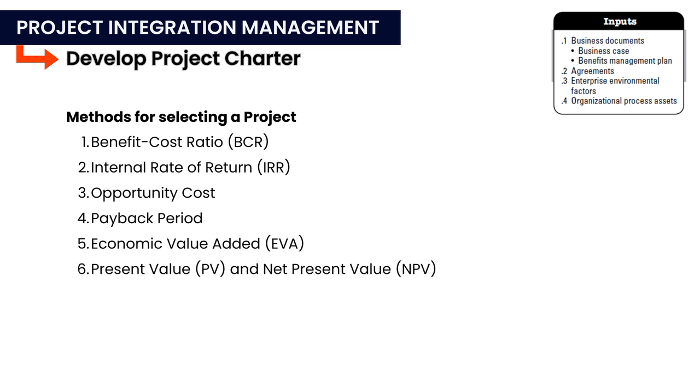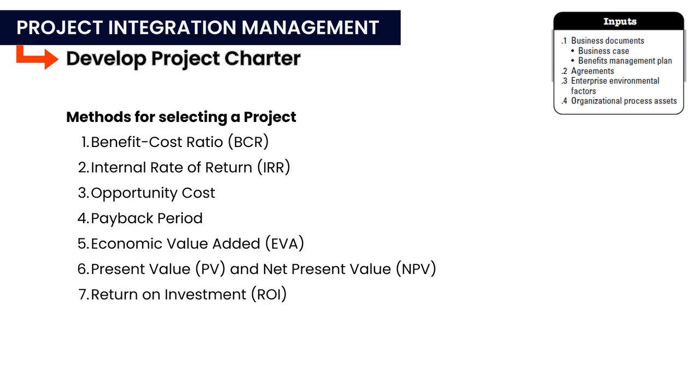Present value and net present value, PV and NPV. PV and NPV consider the time value of money, recognizing that money today is worth more than the same amount in the future due to inflation. NPV accounts for the project's cost and benefits. A positive NPV suggests the project is financially viable. The larger the PV or NPV, the more desirable the project.